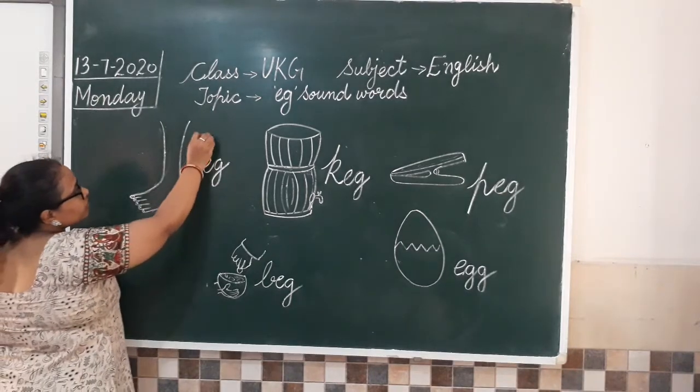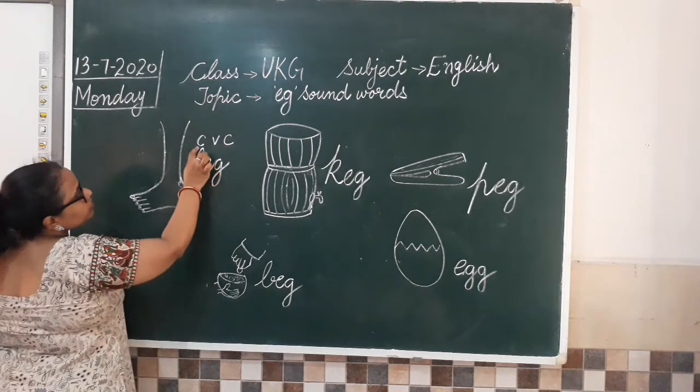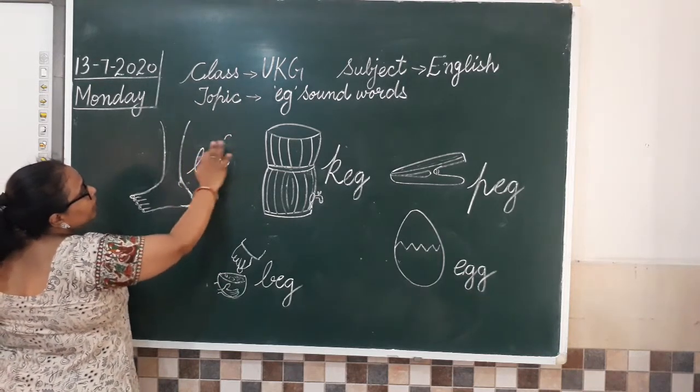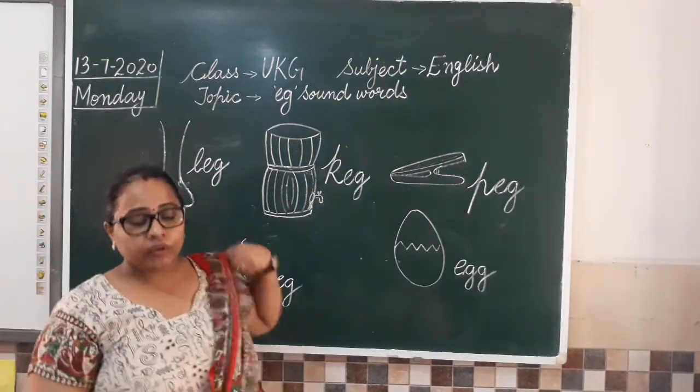So this is a consonant, E is a vowel, G is again a consonant. So CVC: consonant, vowel and consonant. So they are called CVC words. Is that clear to all of you?